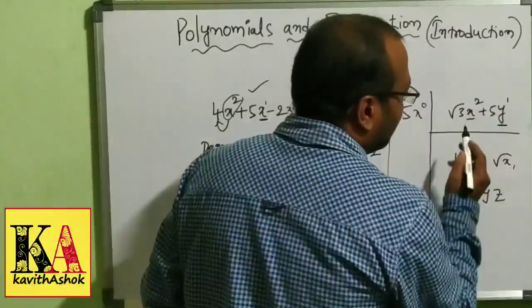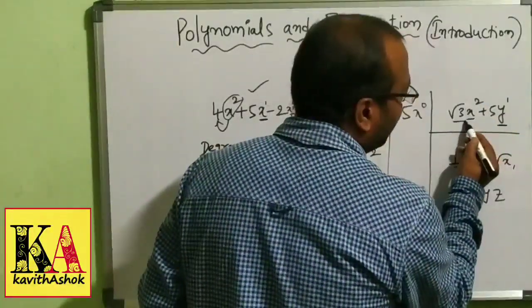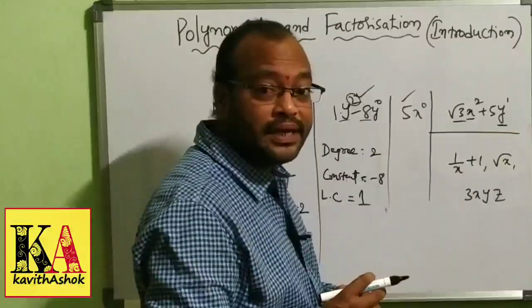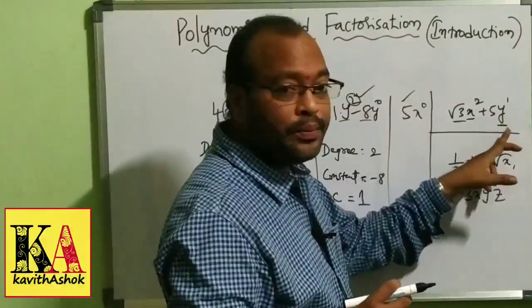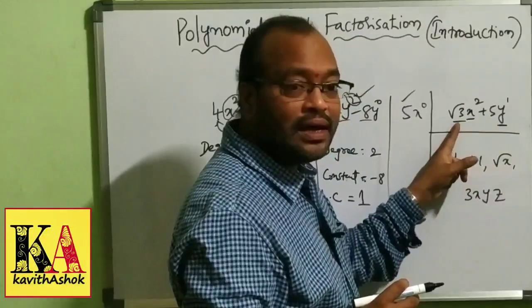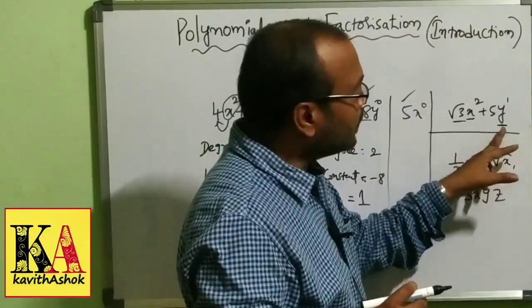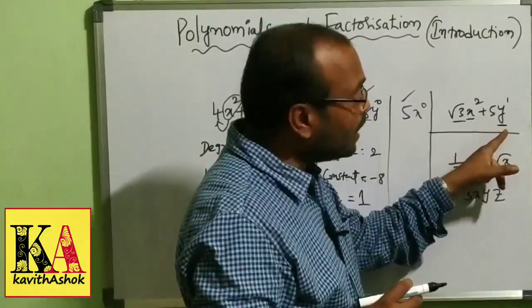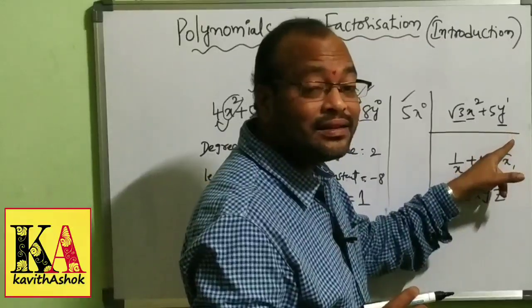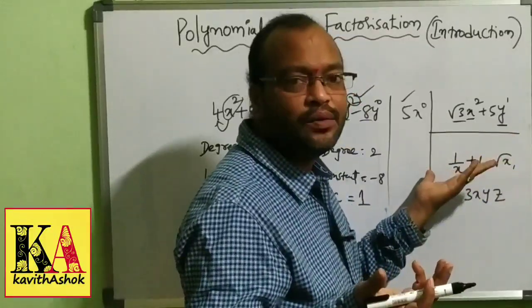Right. What about the coefficient of x square? Root 3. Root 3 is the leading coefficient here. Second degree polynomial and the leading coefficient value will be root 3. So what is the coefficient of y? 5. What is the coefficient of the constant? 0. Nothing is there in the sense 0.